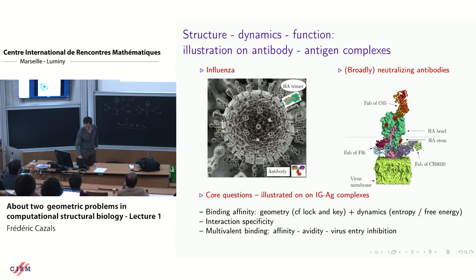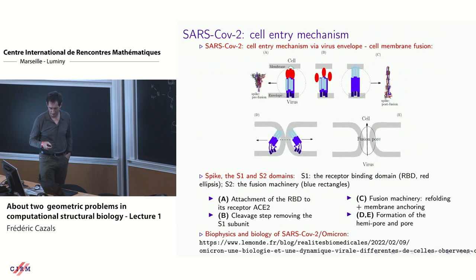Here is another one. For those who were interested, we have heard a lot about the spike of the COVID. This is a schematic view. There are two ways for the COVID to enter our cells. I'm just going to comment on one of them, which is exactly the one we had previously for influenza. It turns out that the spike is a trimer, 3 copies of the same chain, okay? And in this chain, there are 2 domains.